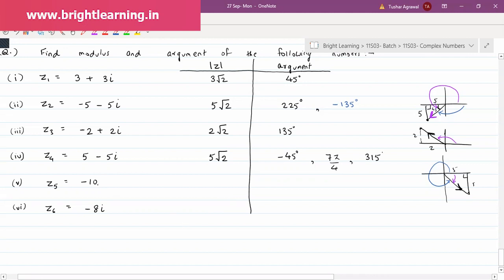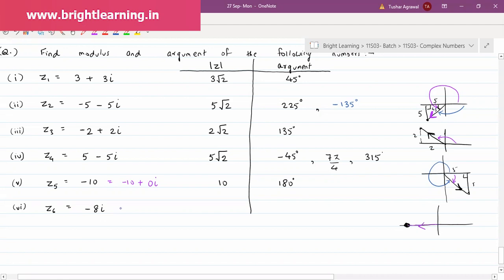Now, negative 10. So negative 10 is nothing but minus 10 plus 0 times i, a purely real number. The magnitude will be 10 only. And what will be the argument? The argument will be equal to 180 degrees. Do you agree with me, Dhananjay and Pujita? Yes, sir. Negative 10 will be plotted over here, so this will be my complex number.